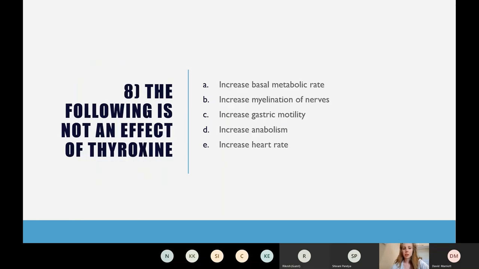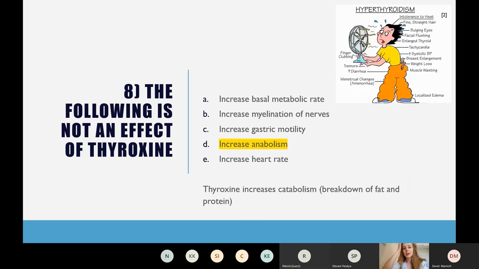So question eight, the following is not an effect of thyroxine. A, increased basal metabolic rate, B, increased myelination of nerves, C, increased gastric motility, D, increased anabolism, or E, increased heart rate. So it's actually D. Thyroxine increases catabolism, which is the breakdown of fat and protein.